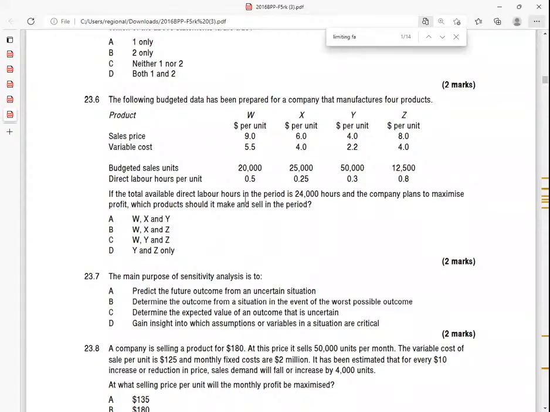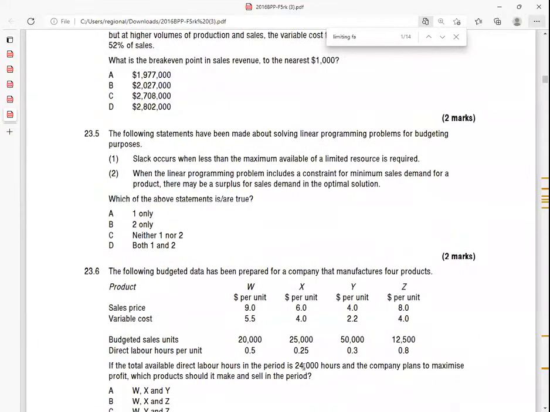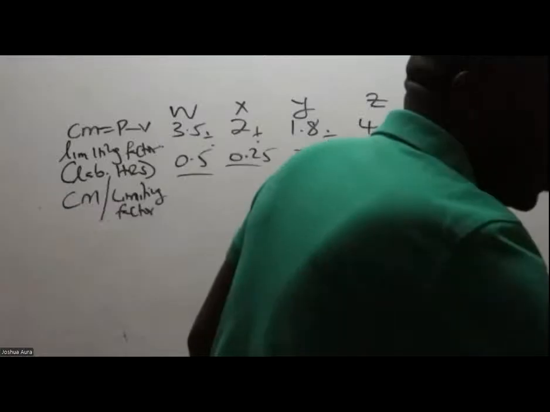So we have 0.5, 0.25, 0.3, and then lastly we have 0.8. Please come and divide like that for you to be able to give us the contribution margin per limiting factor. What were you able to get as the CM per limiting factor, my friends?